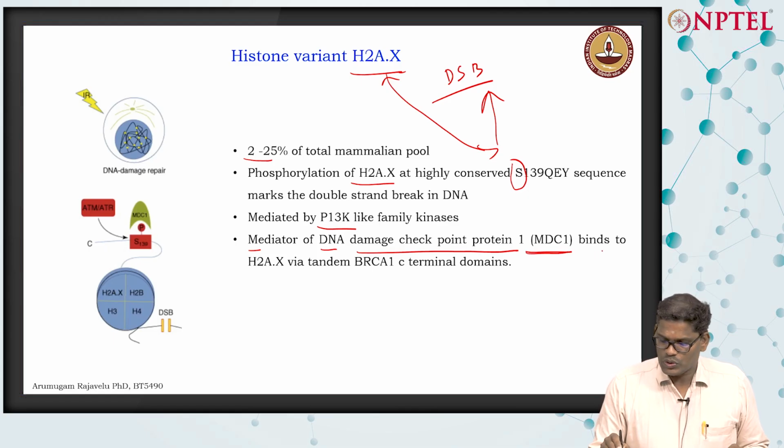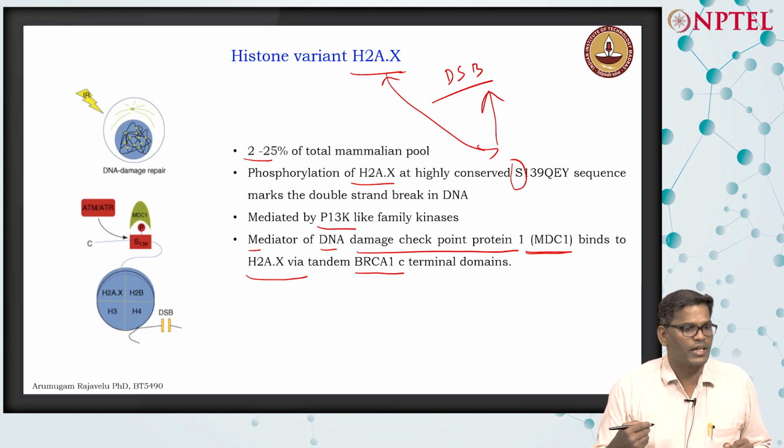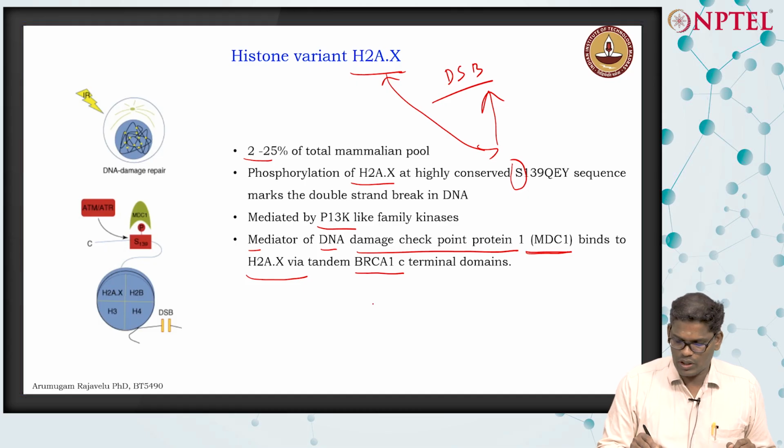So what does it do? It binds to this particular variant via its C-terminal domain. So now you see how this is connected with the double stranded break. So what happens when you have nucleosomes, right?